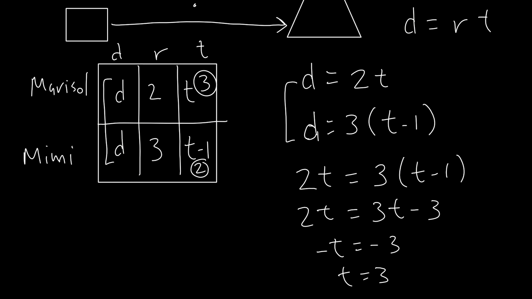Good. And the distance is 2 times 3, and you can see in both of them, 2 times 3 gives me 6 here, and 3 times 2 gives me 6 here. So both of them, this is a 6. So the distance is 6 miles.